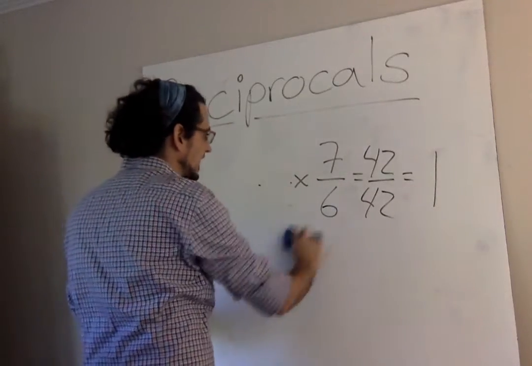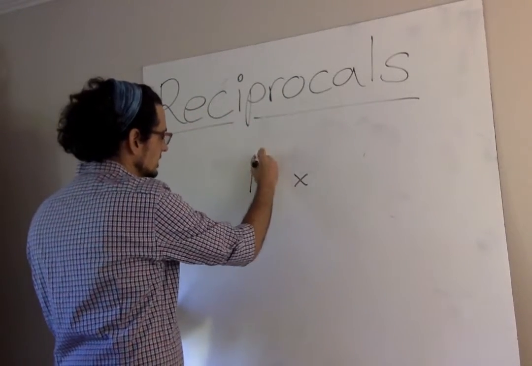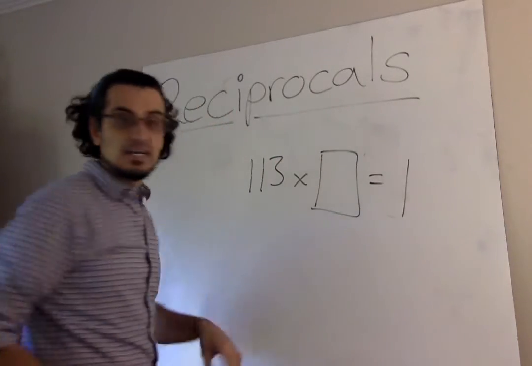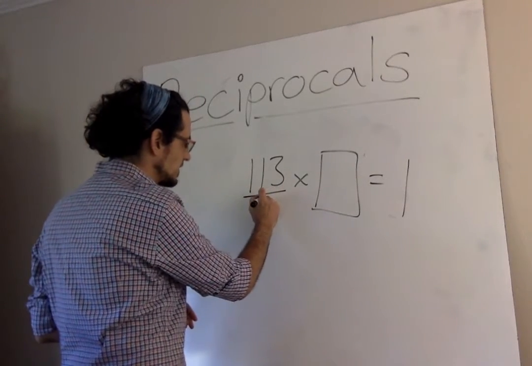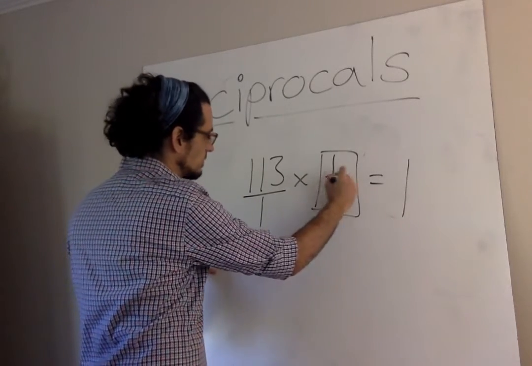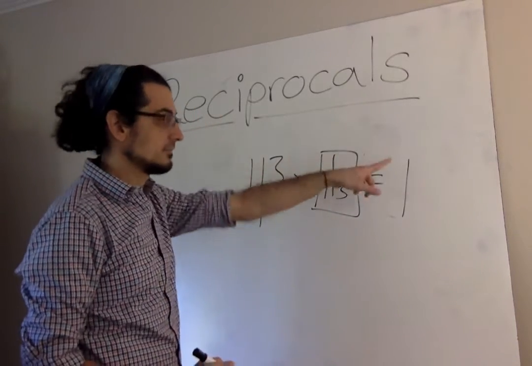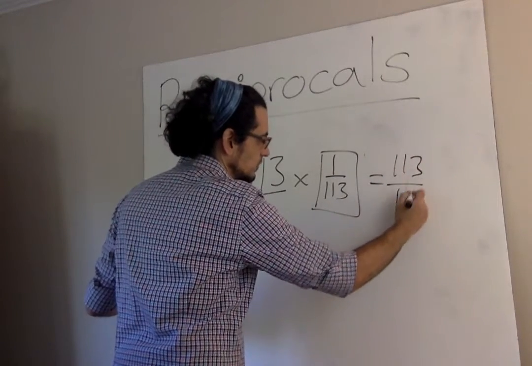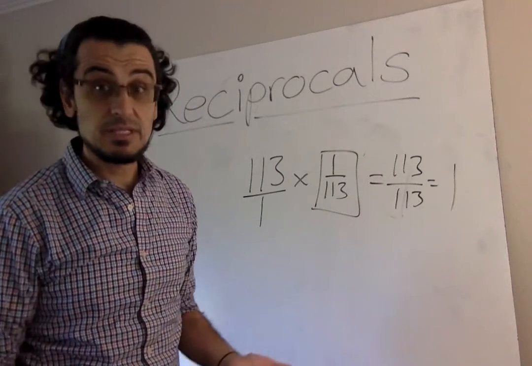The same would be true if I had the number 7, or let's say 13, or let's say 113. I could say 113 times something, magic box, equals 1. Well, one thing I could do is put 113/1, and then I'd multiply its reciprocal. So I'd put that in the magic box, 1/113, and then we know that we have 113 and 113, so it gives me 113/113, which is equal to 1. So anytime you multiply a number times its reciprocal, it's always equal to 1.